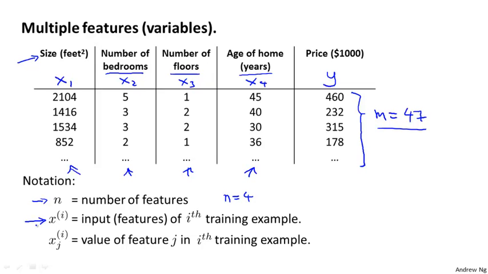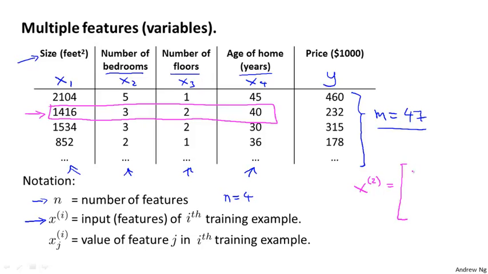As a concrete example, let's say x superscript 2 is going to be a vector of the features for my second training example, and so x superscript 2 here is going to be the vector 1416, 3, 2, 40, since those are my 4 features that I have to try to predict the price of the second house. So in this notation, the superscript 2 here is an index into my training set, right? This is not x to the power of 2. Instead, this is an index that says, look at the second row of this table. This refers to my second training example. With this notation, x superscript 2 is a 4-dimensional vector. In fact, more generally, this is an n-dimensional feature vector.